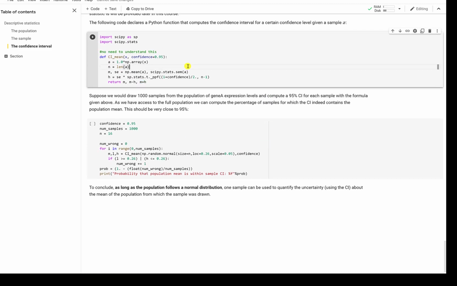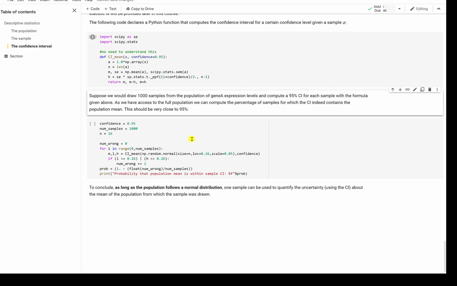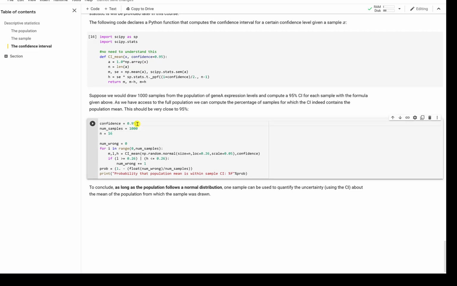So let's first define this function. And we're going to keep the confidence at 95%. Again, these notebooks are interactive. You can play with these values and see what happens for yourself, but let's stick to 95% in this case. Again, we're going to simulate drawing more than one sample. In reality, we only have one sample, but now we're going to pretend that we have 1,000 samples, and each sample has a sample size equal to 16.